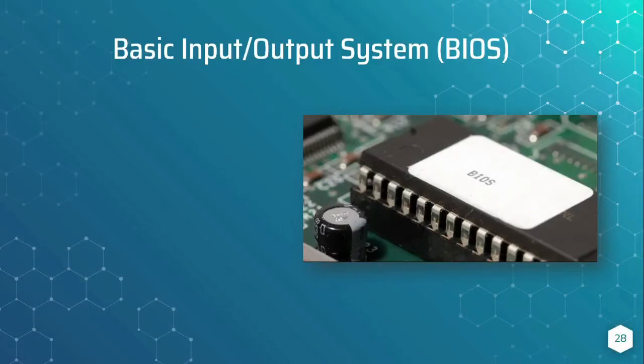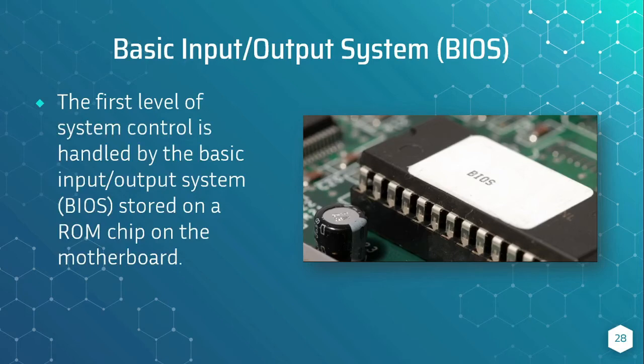Basic input or output system, or what we call your BIOS. The first level of system control is handled by the basic input-output system, or your BIOS, stored on a ROM chip on the motherboard. The software on the BIOS chip is the first part of the computer to function when the system is turned on.